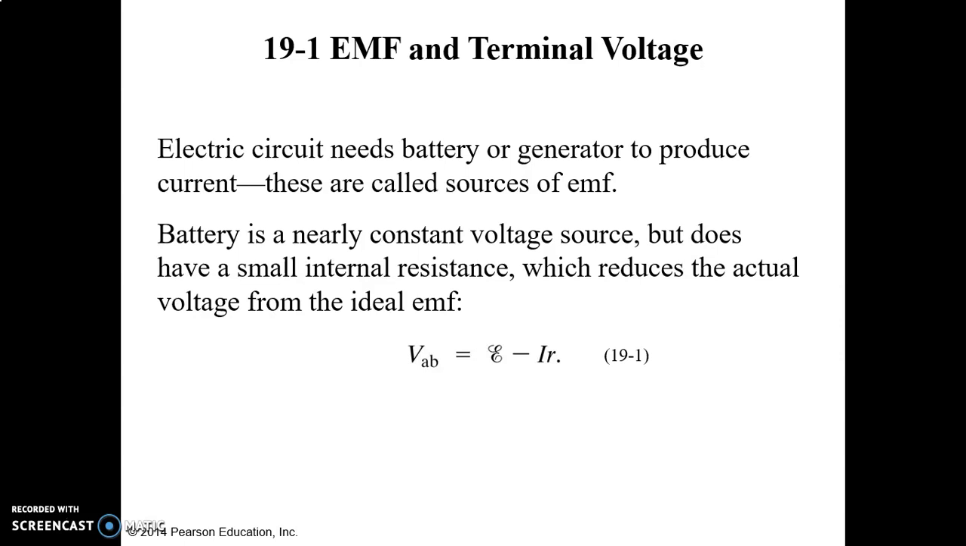So when you calculate the voltage from terminal A to terminal B, then that terminal voltage would be equal to whatever EMF your battery supplies minus the voltage lost due to internal resistance. And we know from Ohm's law that any voltage can be calculated as the current times resistance. So terminal voltage is equal to EMF minus IR, where R is the internal resistance of your battery.